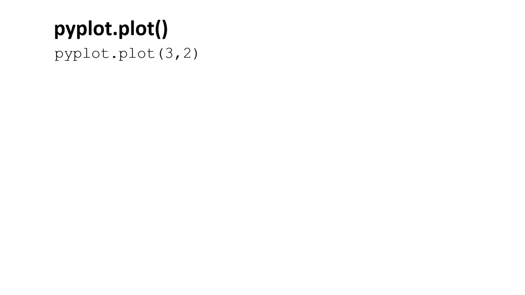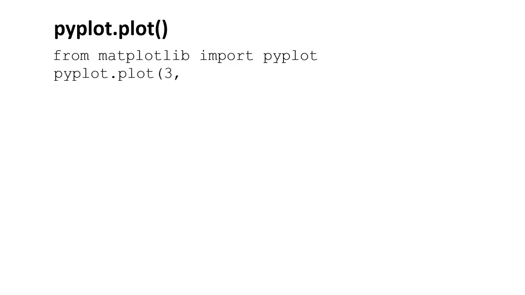We start a new script and type the following code. From matplotlib import pyplot. This will import pyplot module from the matplotlib library. pyplot.plot(3, 2). This will plot a point at 3, 2. If we run the code now, it will not show any graph because plot function prepares the graph internally and it does not show any graph.